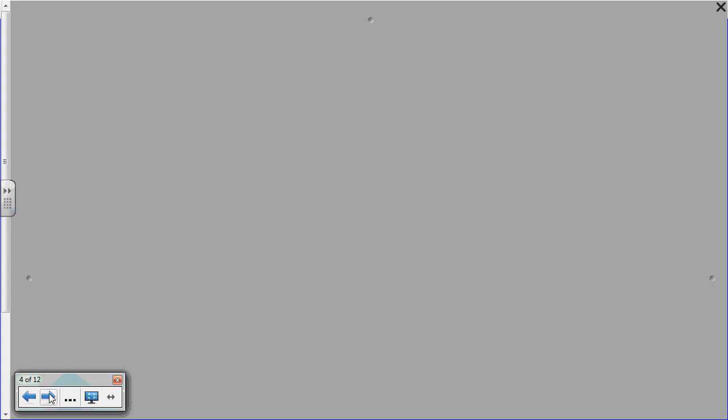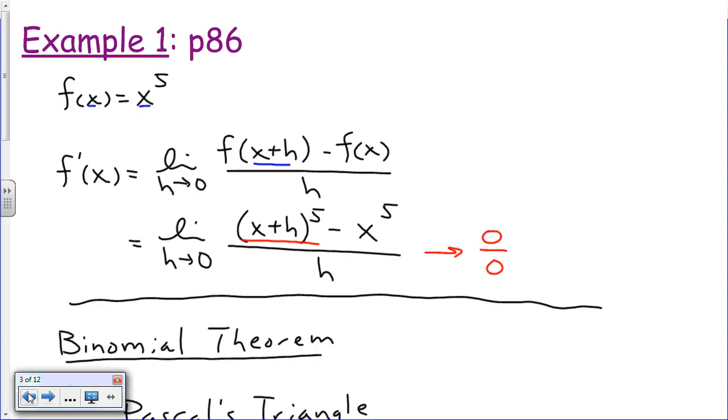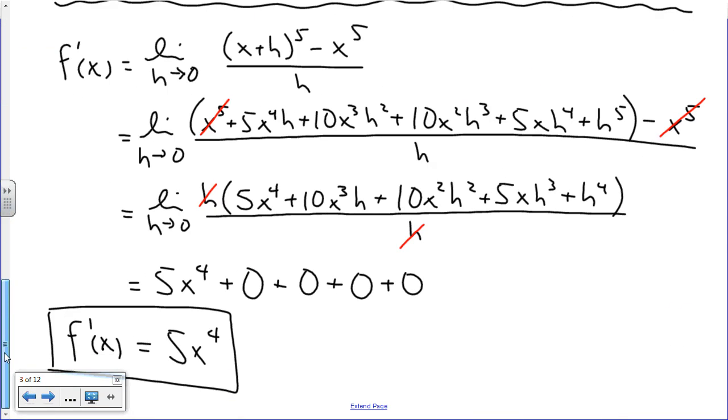Now there are several properties that we need to know in order to work with derivatives and make this process actually go a little bit faster for us. The first one here is what we call our power rule, and in fact, if I look back at the problem that we just did, remember we started with x to the 5th, and the derivative turns out to be 5x to the 4th.